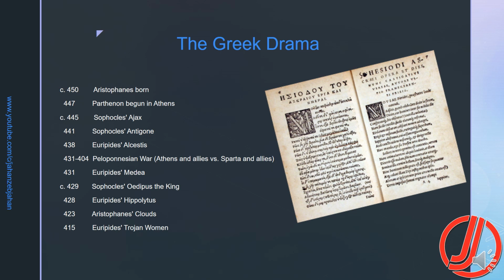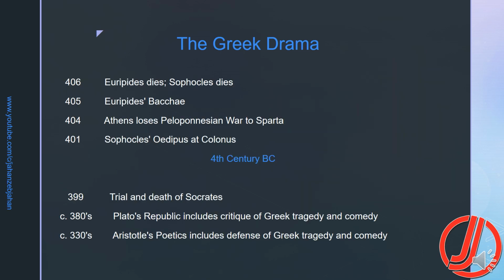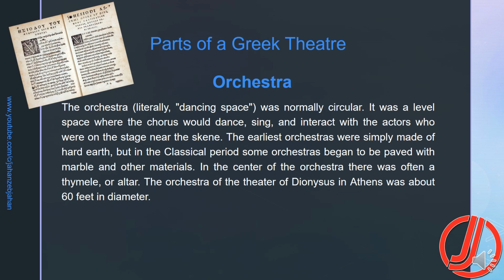Sophocles wrote Ajax, Antigone. So the famous things are here. You can pause the video and see the timeline. And here the timeline ends with the death of Sophocles, and then the trial and death of Socrates. Then Aristotle, his Republic. So these were the timelines in Greek drama.